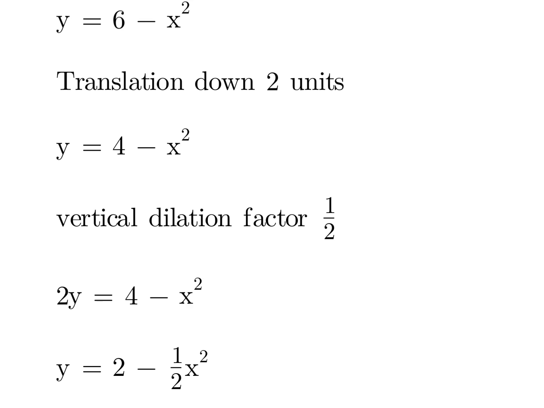So now let's switch it around. So our function was 6 minus x squared. Translate it down 2 units first. So you take the 2 off the 6. So we're now down to 4 minus x squared.